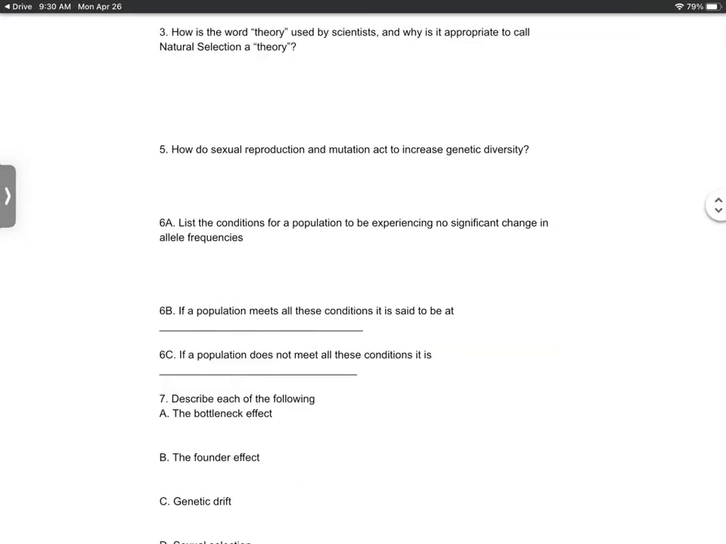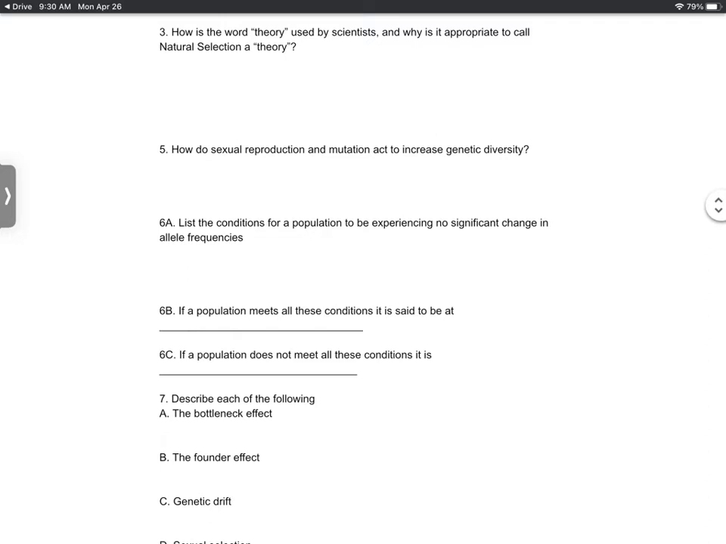The word theory, as used by scientists, means something that there is a lot of evidence for, a lot of supporting evidence. It's not the same as a guess, and it is appropriate to call evolution a theory because it is an explanation that has a lot of supporting evidence. And it's appropriate to call natural selection a theory as well.